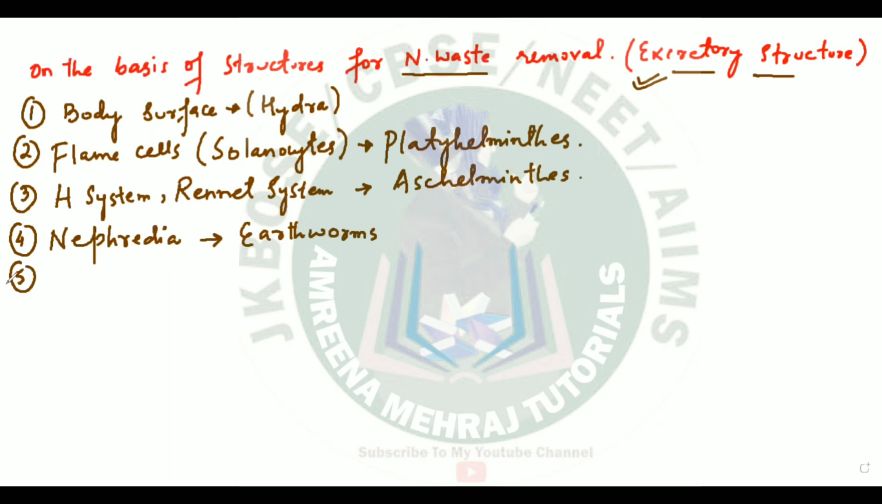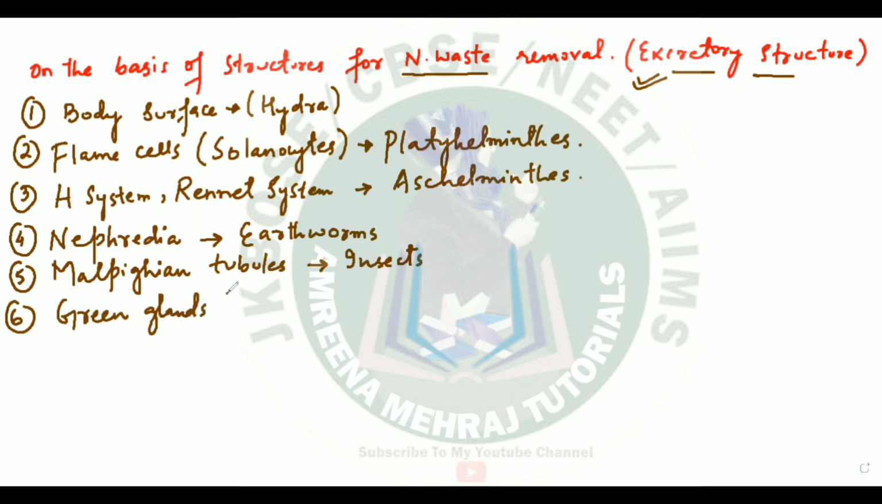Moving higher, we will find the structures which are called Malpighian tubules. You'll find this excretory structure in insects. Say, for example, cockroaches. They have Malpighian tubules for excretion. Moving further higher, we'll see organisms like prawns. They have green glands, and these glands are also called antennary glands. They have these glands for excretion. So green glands are the excretory structures of prawns.